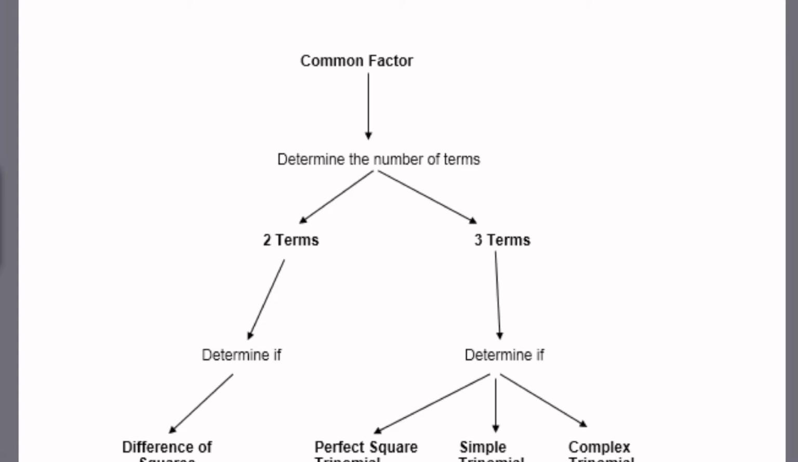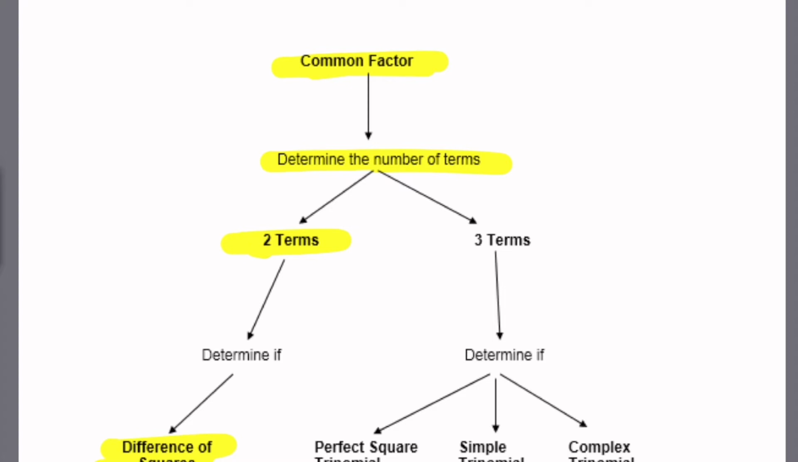Okay, so step one, always, if you can, common factor. That's the first thing you always want to do. Sometimes you might be done at that stage, but you've got to look if there's more to do. So common factor first. After you common factor, determine how many terms you have. If there are 2 terms left, then you need to see if you have a difference of squares.